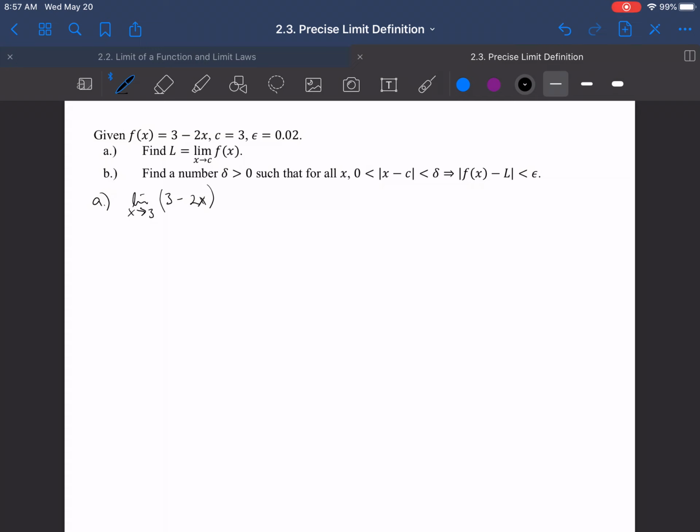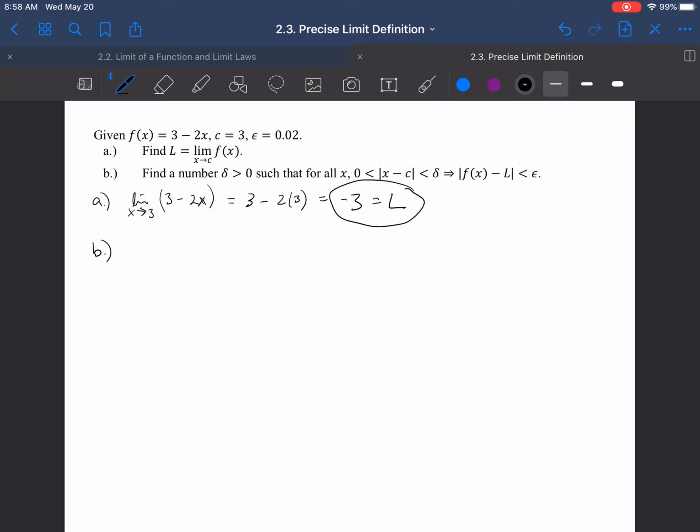Okay, we want that limit. Here, we can just go ahead and plug this in. We can plug this in because we have nothing crazy going on. This is going to be 3 minus 2 times 3, which is 3 minus 6, which is just negative 3. And that's going to be our L value. So there's L. We found it right there.